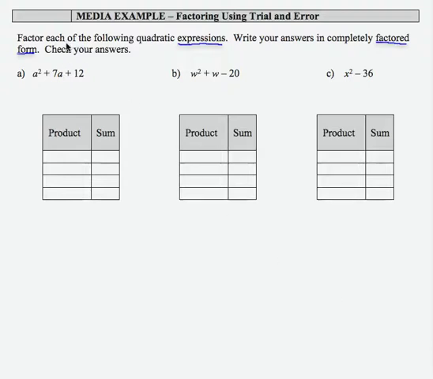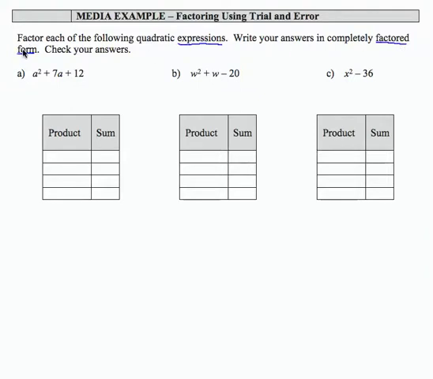We're asked to factor each of the following quadratic expressions, write our answers in completely factored form. So I've underlined some key vocabulary terms and phrases. The first is the word expressions. Each of these A, B, and C parts are expressions, not equations, meaning we're just rewriting the form of what we're given. We're not solving anything.